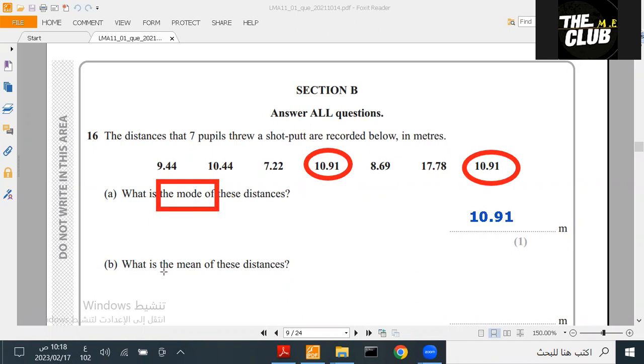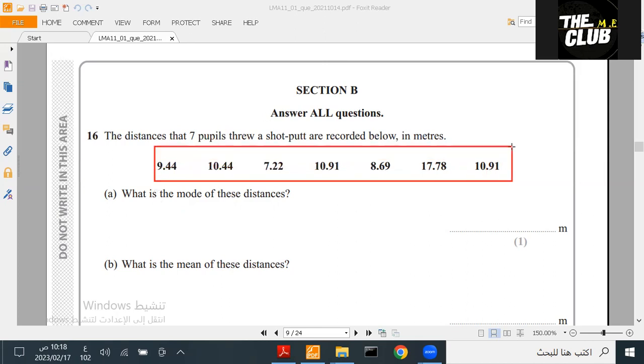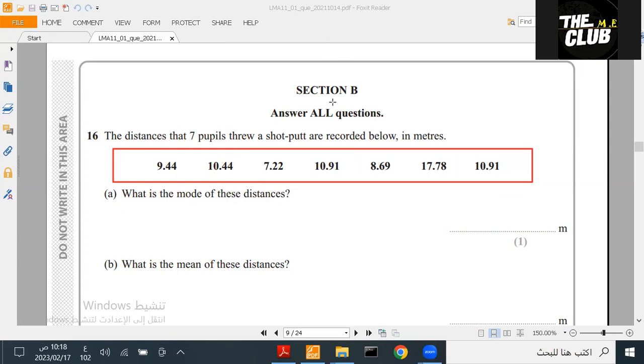Okay, and then what is the mean of these distances? So the mean means that I add them all together and then divide them by their number. I'm going to use a calculator for this. This is how you find the mean. So add them together and divide them by their number. And their number is what? They are 1, 2, 3, 4, 5, 6, 7 data. So I'm going to divide them by 7. That's the idea of the mean. And I'm going to write the answer here.